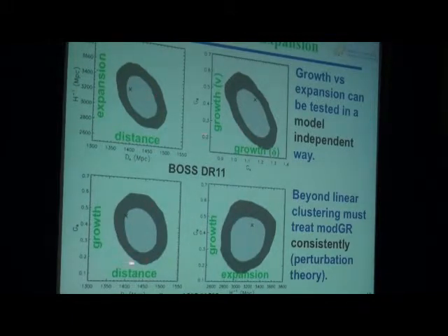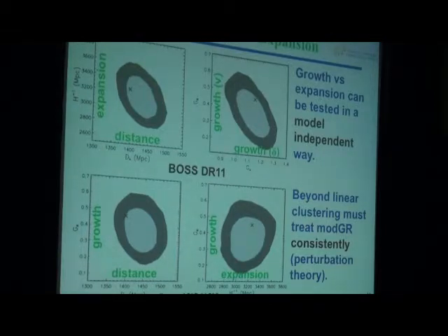And you get error contours in this model-independent approach, and then you can start to say what theories are consistent with that. So the X's that you see here, all within the 68% confidence limit, are what you get from the Planck cosmology of lambda CDM plus general relativity. And so we see we are consistent at one sigma with all of these different tests.